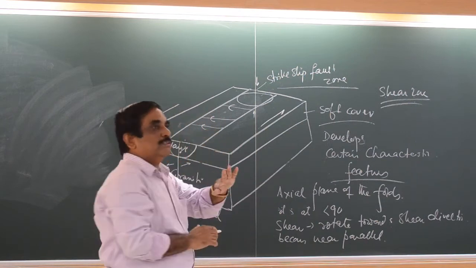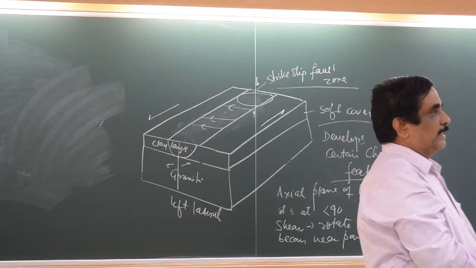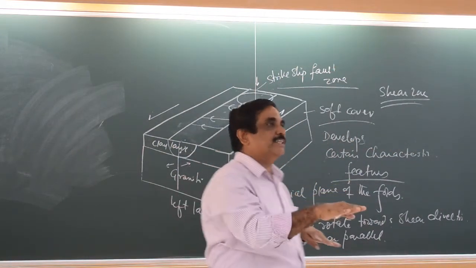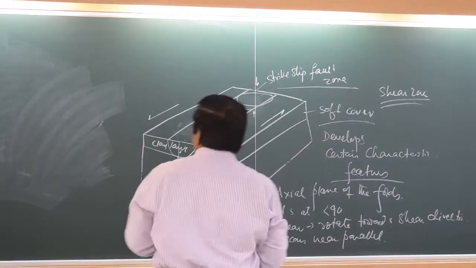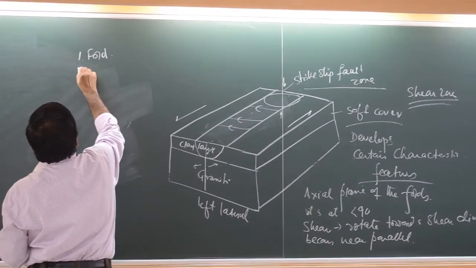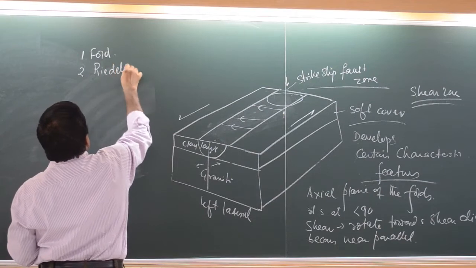This way also you can talk. No problem. Same thing. This shortening is produced not because of compression, because of shearing. Understood this part? So one is a fold. Second one is the Riedels.